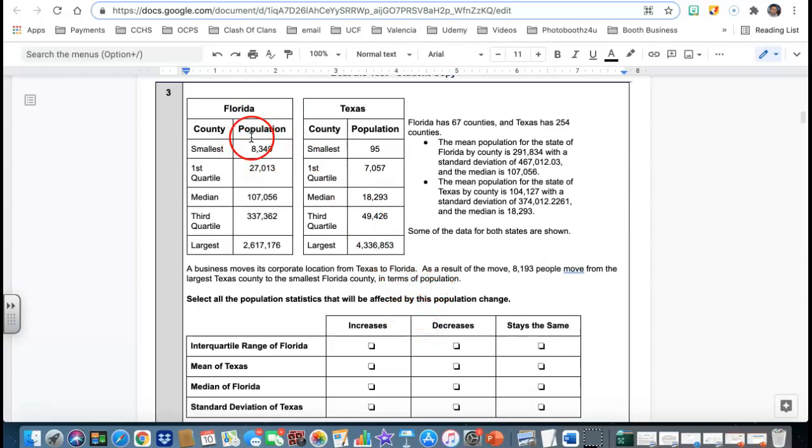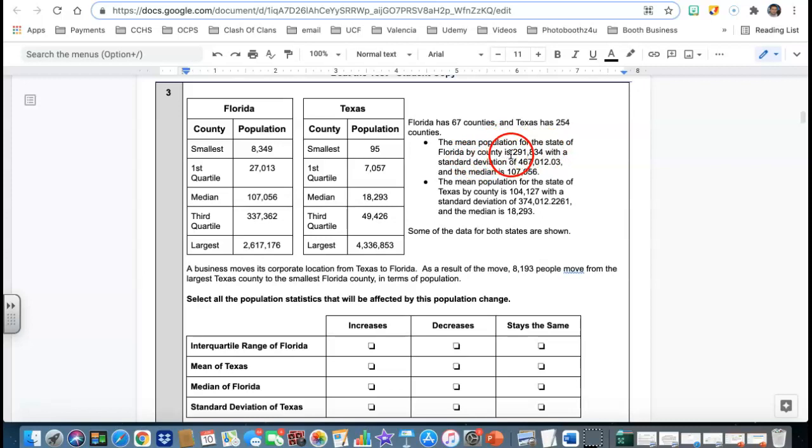First of all, let's look at each table. They're saying the smallest, first quartile, median, third quartile, largest. So I'm going to make a graph of what is called a box and whisker plot, and that will show us this data on a graph. I'm going to do it for Florida, and I'm going to do it for Texas. So the first thing that we're going to do is that box and whisker plot. The second thing that we need to do is the mean.